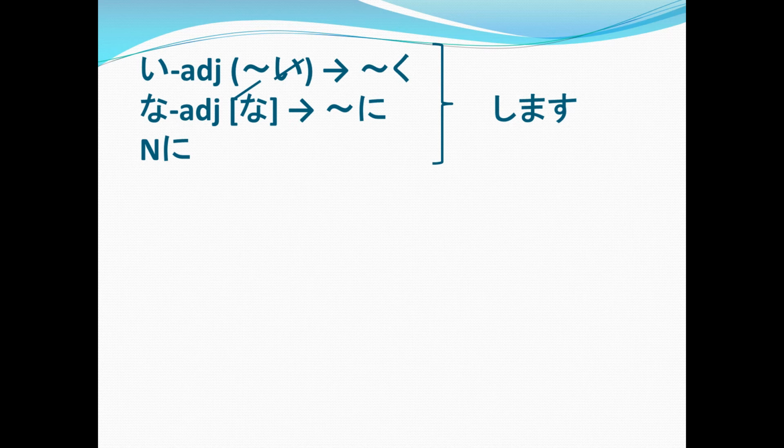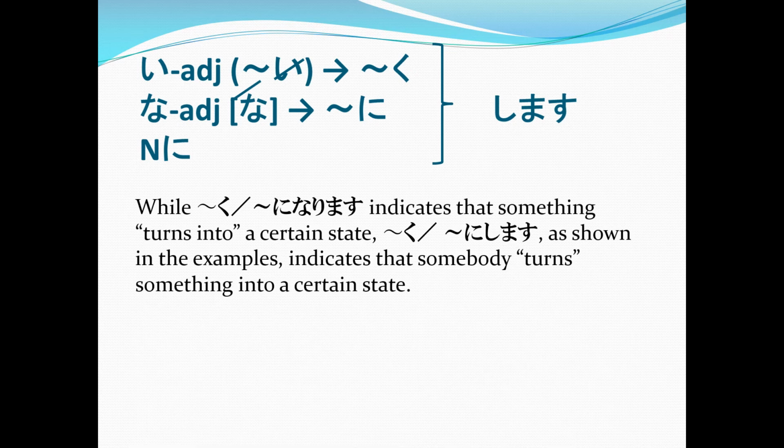So, i adjective, removing the last i and changing it into ku, shimasu. Na adjective, removing the na, changing it into ni, shimasu. And then noun ni shimasu. So, what is this sentence pattern used for? While ku ni narimasu, from what you've learned in lesson 19, indicates that something turns into a certain state, ku or ni shimasu, as shown in the example afterwards, indicates that somebody turns something into a certain state. Again, somebody turns something into a certain state.